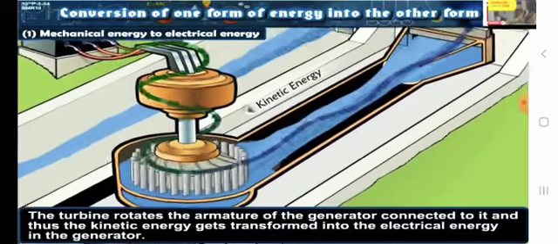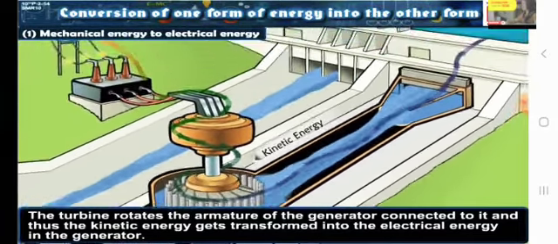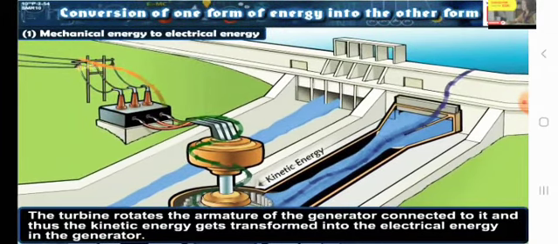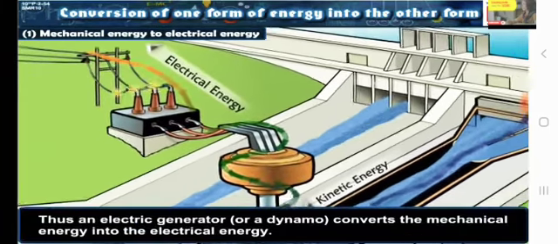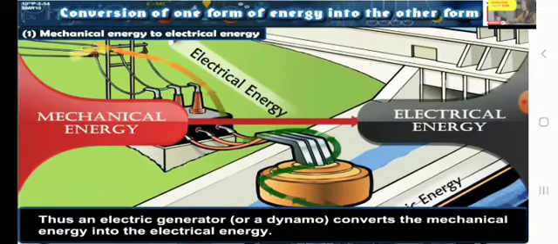The turbine rotates the armature of the generator connected to it, and thus the kinetic energy gets transformed into the electrical energy in the generator. Thus, an electric generator or a dynamo converts the mechanical energy into the electrical energy.